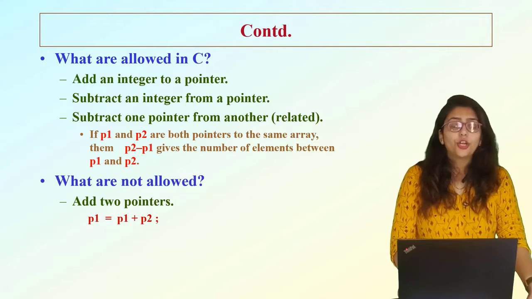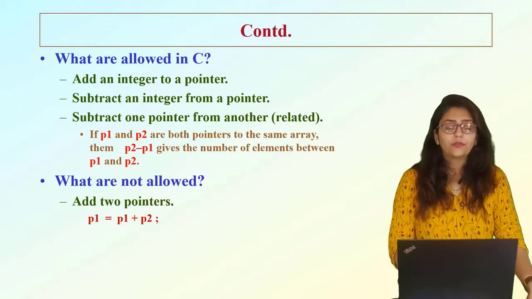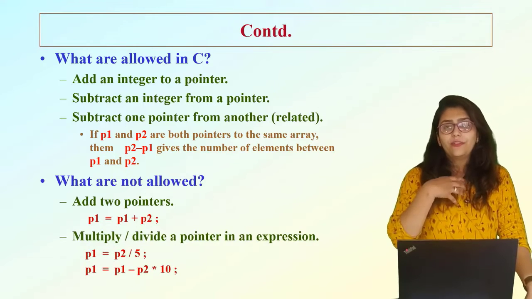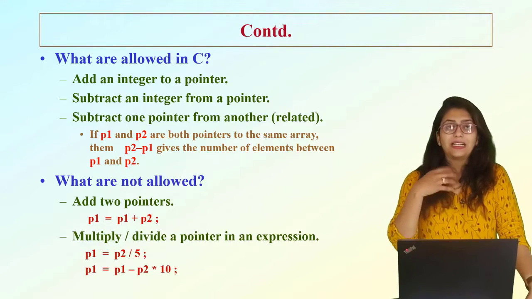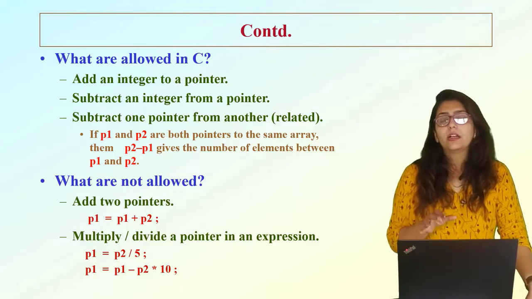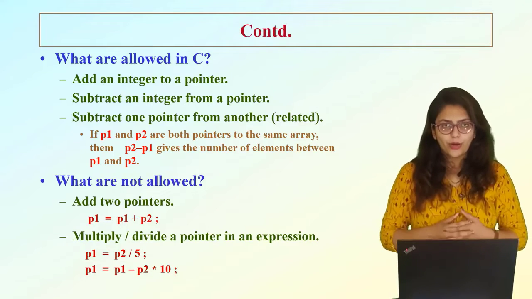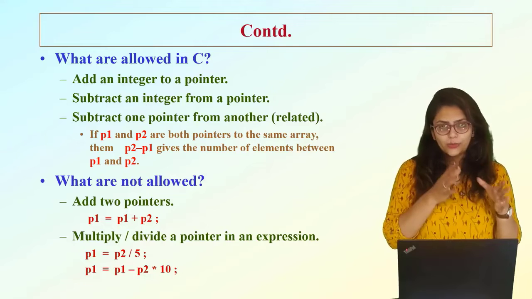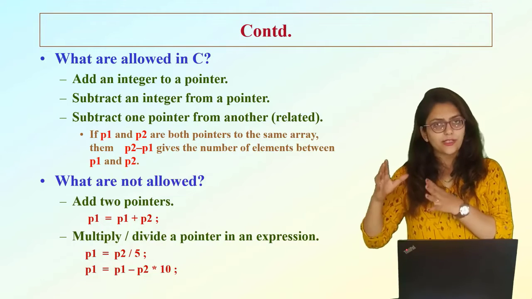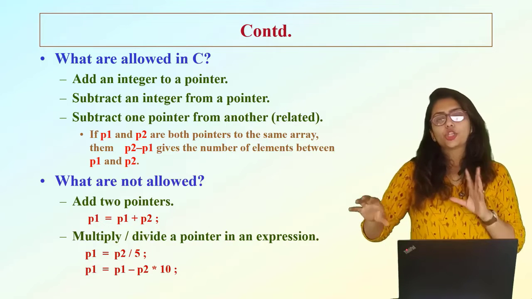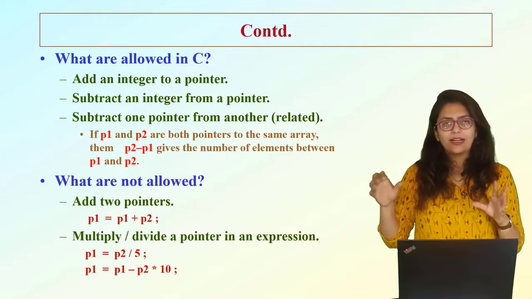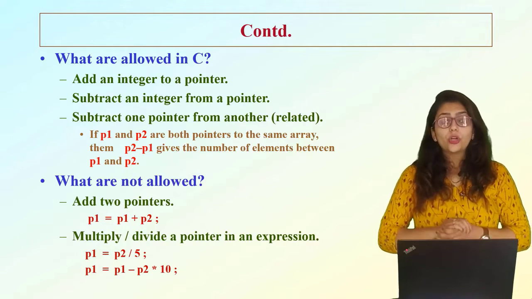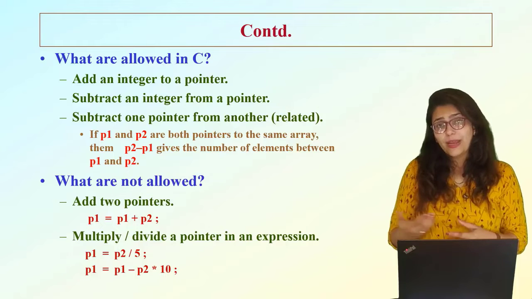But what is not allowed? You cannot add 2 pointers, and you cannot divide 2 pointers. You cannot multiply 2 pointers. Why? Because when I'm adding 2 pointers, say 1380 is one address, 1382 is another address, I am adding, so I will get an answer like 2762 or something like that. So that address may or may not be accessible by me.